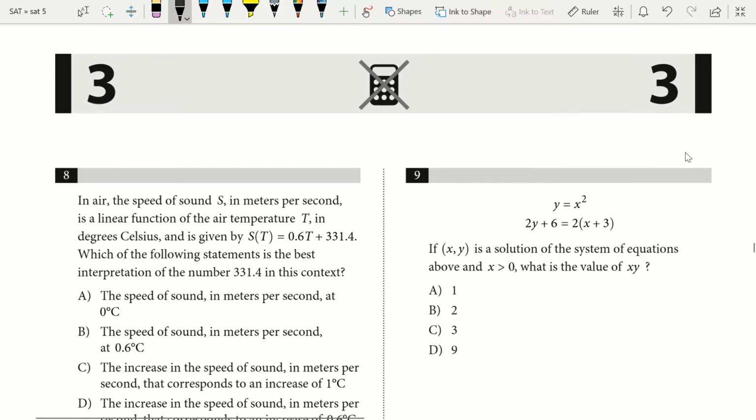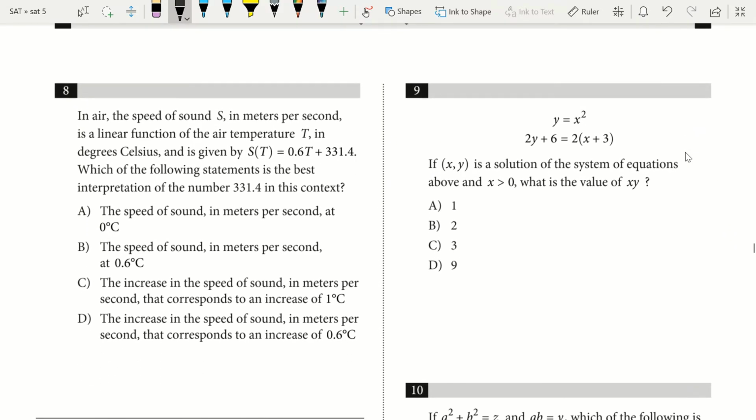Question 8. In air, the speed of sound s in meters per second is a linear function of air temperature T in degrees Celsius, and is given by s of T equals 0.6 T plus 331.4. Which of the following statements is the best interpretation of the number 331.4 in this context?